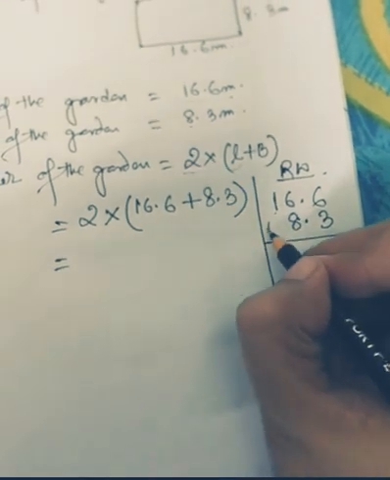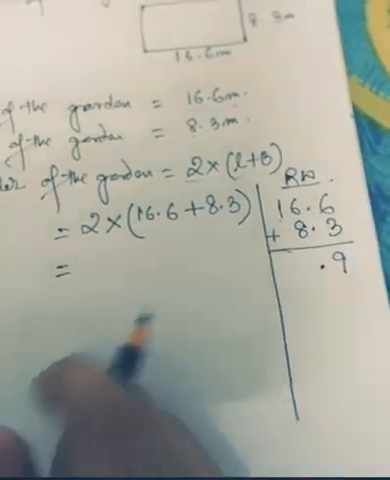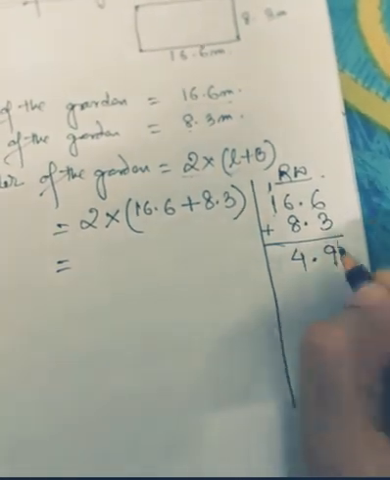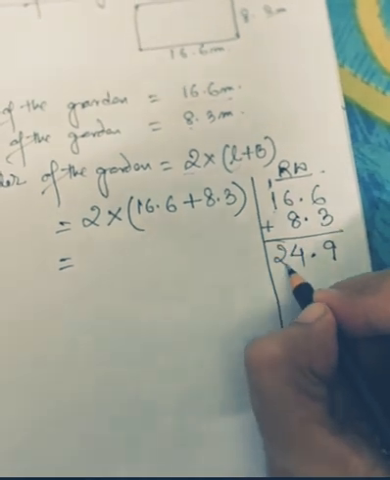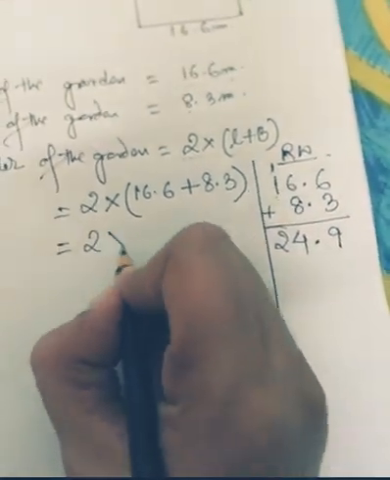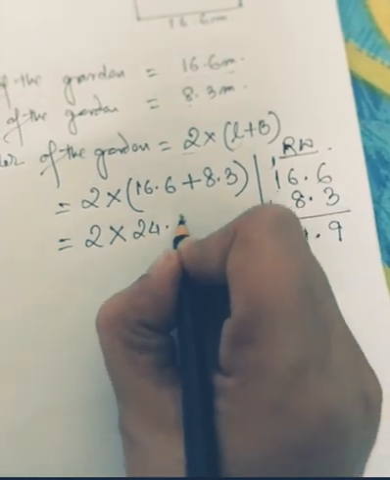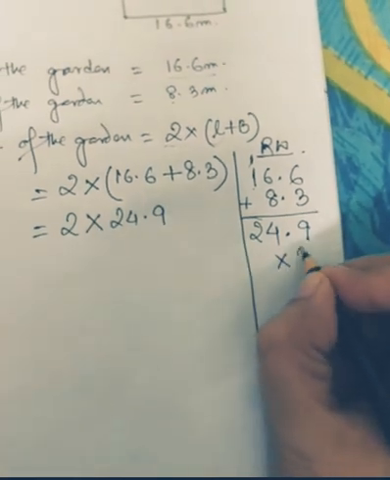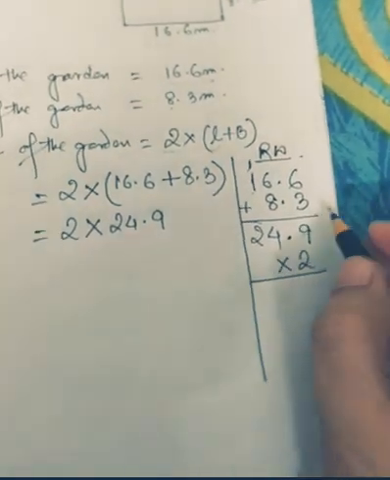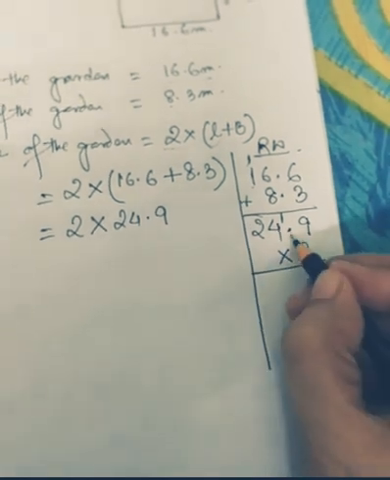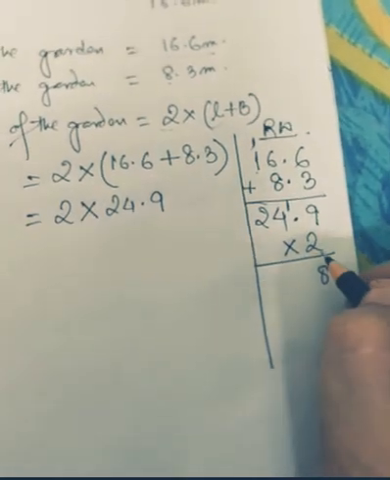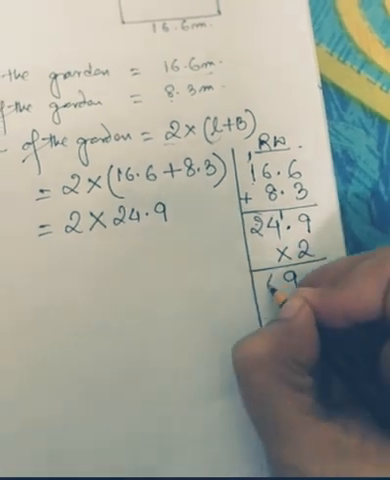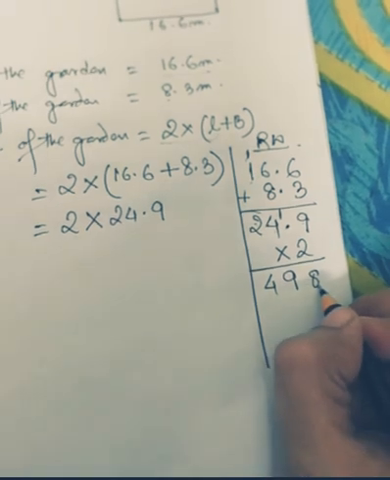Now add it up. 8 plus 6 is 14. 1 plus 1 is 2. So it will be 2 into 24.9. Now we are going to multiply it. Multiplied by 2: 9 2s are 18. Forget about the decimal. First do the multiplication. 2 4s are 8, 8 plus 1 is 9. 2 2s are 4. So 498.